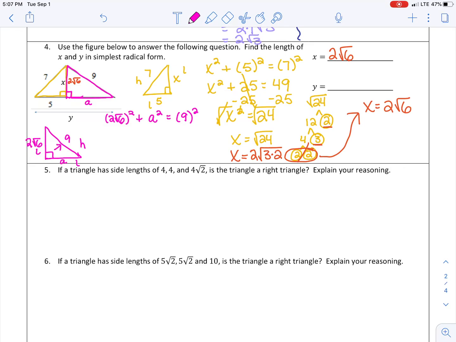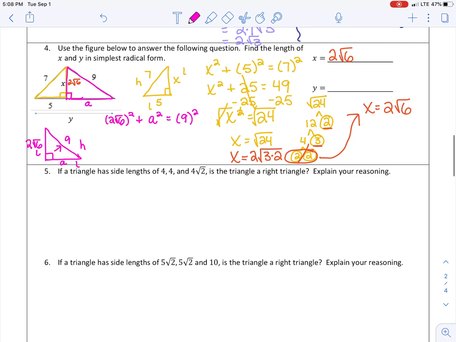Again, if we want to take that 2 root 6 times 2 root 6, I'm kind of running out of room here, but we're going to say 2 root 6 times 2 root 6. Okay, we take the outsides. So 2 times 2 is 4. And then we take and multiply the insides. So 6 times 6 is 36. Now the square root of 36 is 6. So we're going to say 4 times 6, and that's going to give me 24.